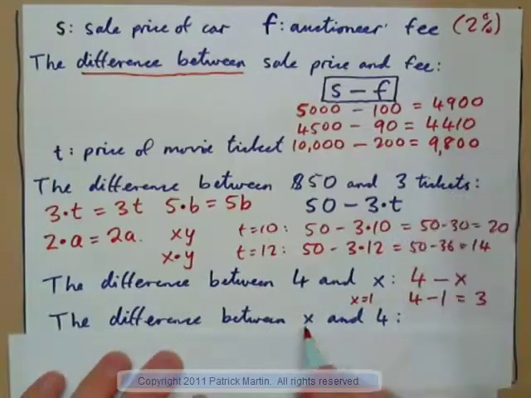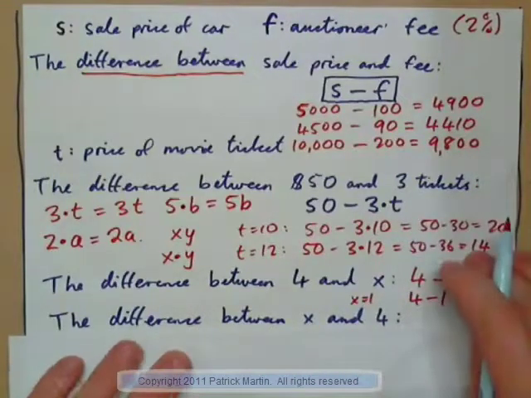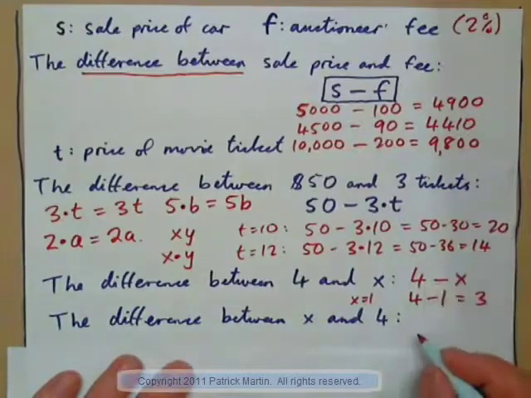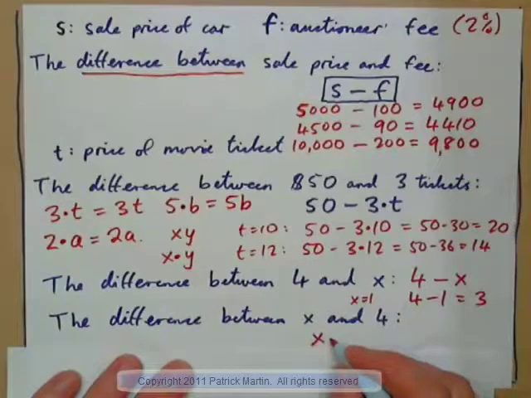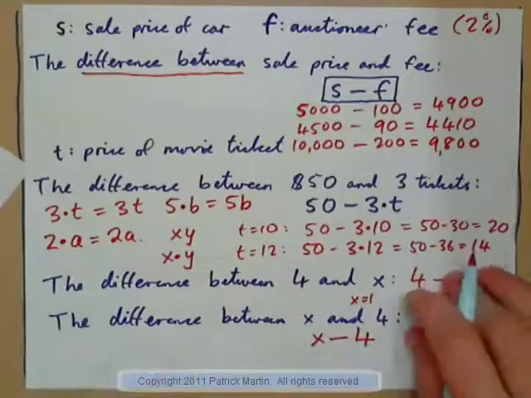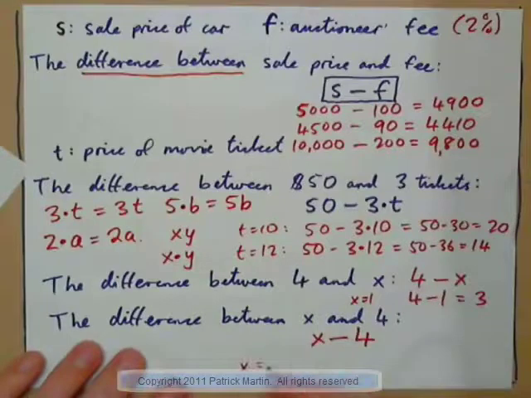Now, the difference between X and 4, write that down. The difference between X and 4. Would that be X minus 4? So, for example, if X was 10, this would be 10 minus 4, or 6.